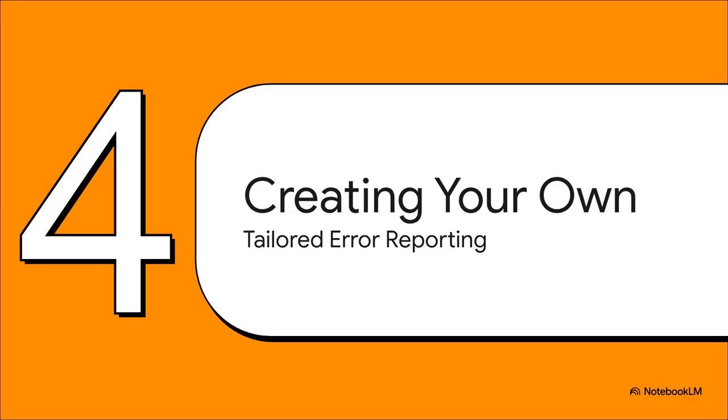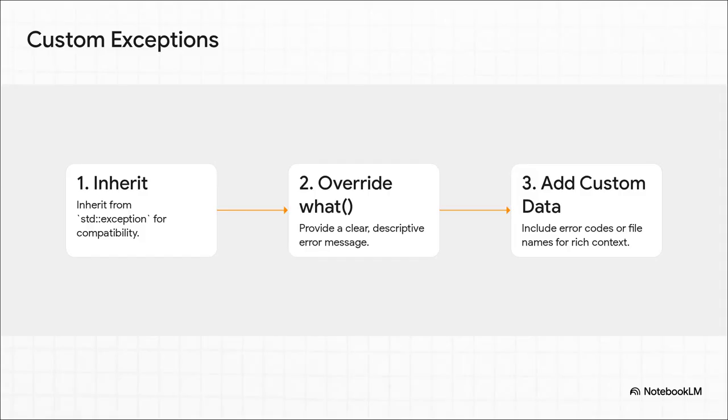Now, the standard exceptions are great, but for real-world professional applications, you're almost always going to want to create your own. This lets you pack a ton of rich, context-specific info right into your error objects. Let's see how it's done. It's actually way easier than you might think.